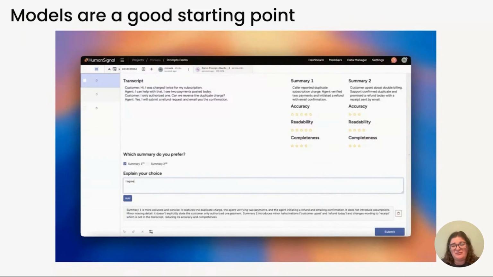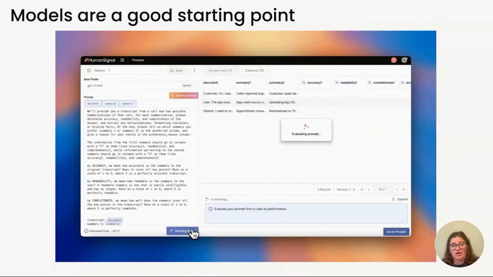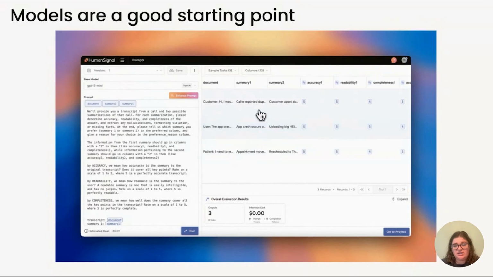This means our humans don't have to waste their time trying to start from scratch. They can just evaluate and edit the model's responses. This helps us make sure that our models are doing what we think they're doing when they think they're doing it, but it also helps our humans become more efficient than ever.